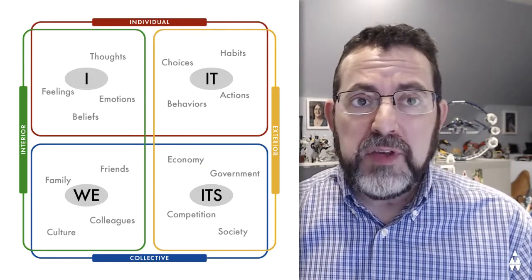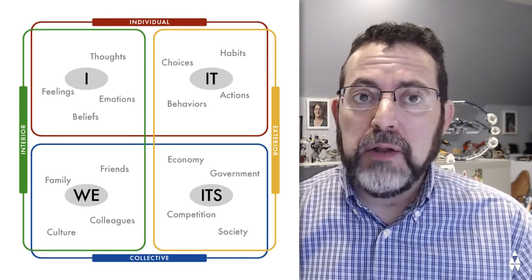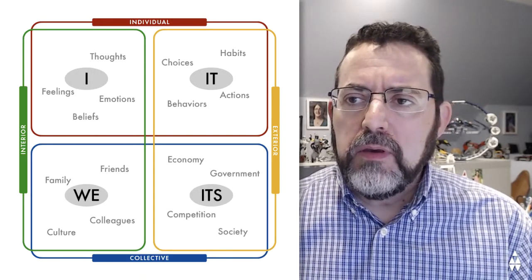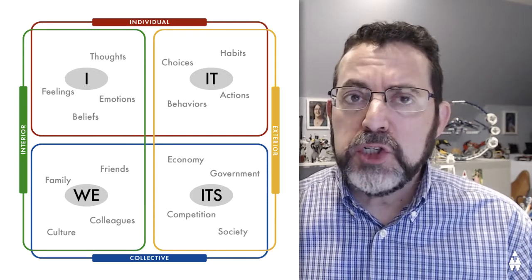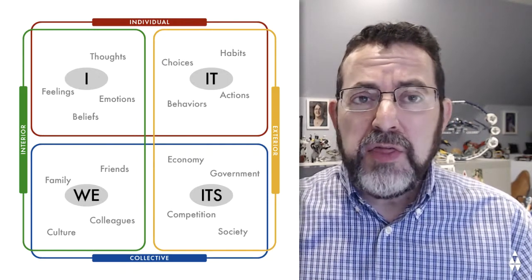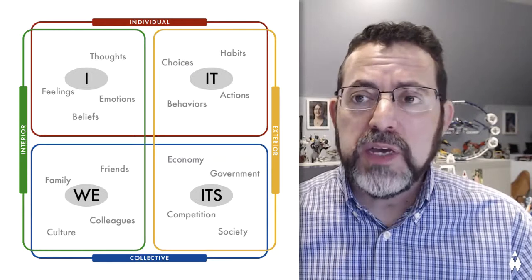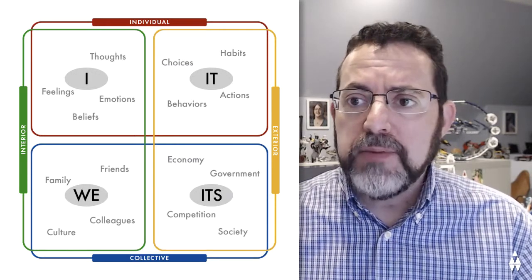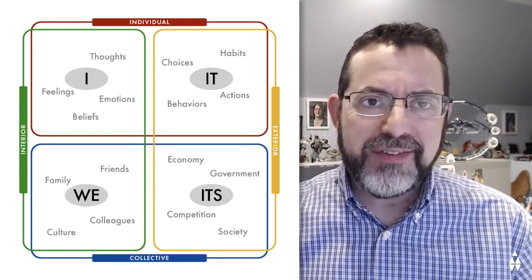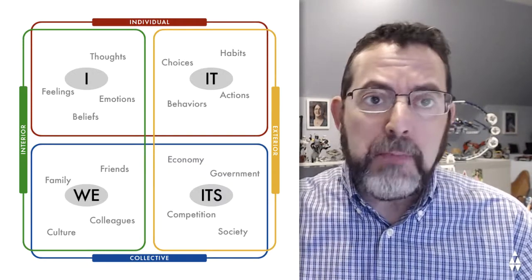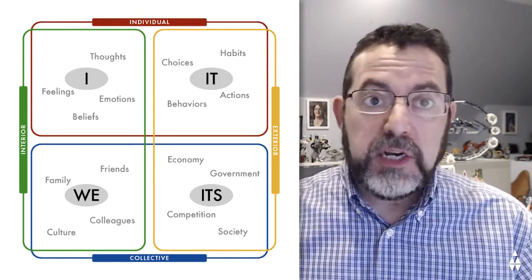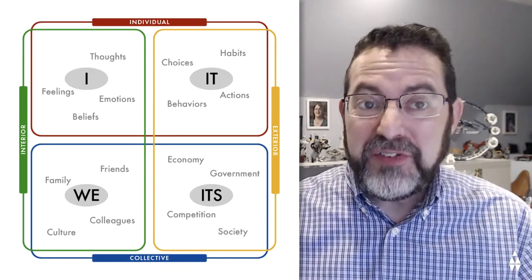This is known as the All Quadrants, All Levels model, and it's by Ken Wilber, a philosopher and writer. Wilber suggests that this model, these four quadrants, can be used to explain or categorize every domain of human experience. So let's look at the model as a whole, and then we'll discuss each quadrant and how resistance from each quadrant can be overcome.